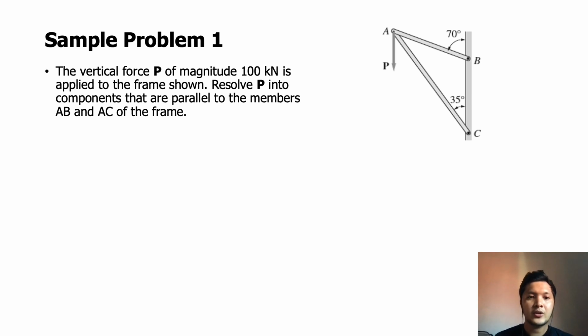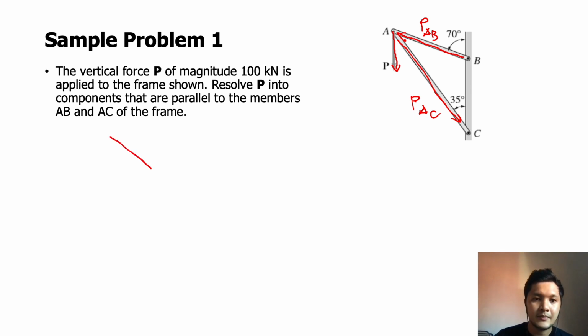Resolve P into the components that are parallel to the members AB and AC of the frame. So this is the resultant, the vertical force P, and the component of this force which is parallel with AB is directed towards this direction. So this is PAB. Now the component that is parallel with AC is this. So this is PAC.